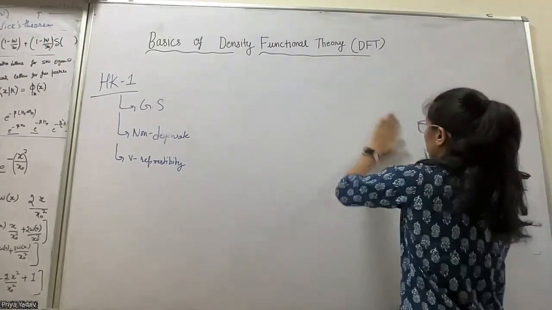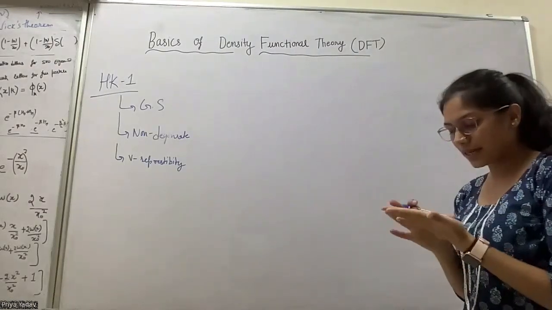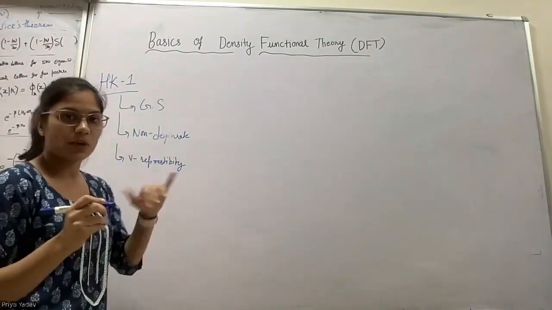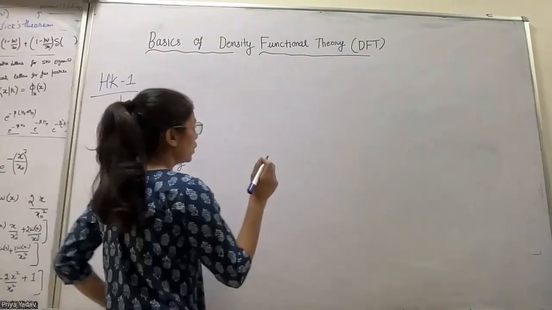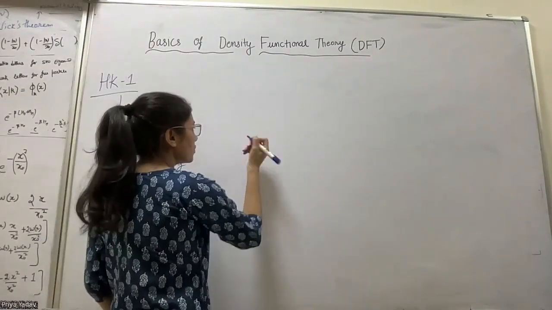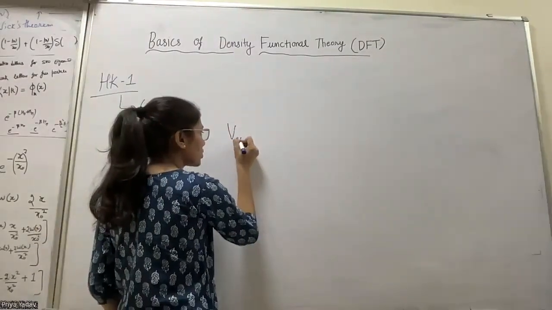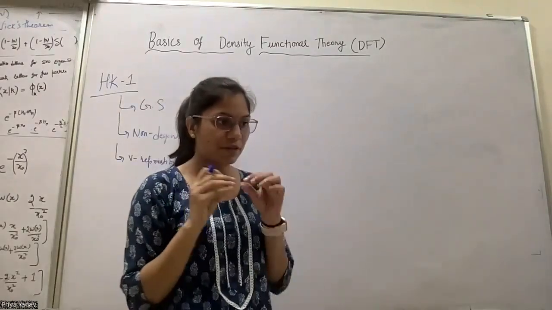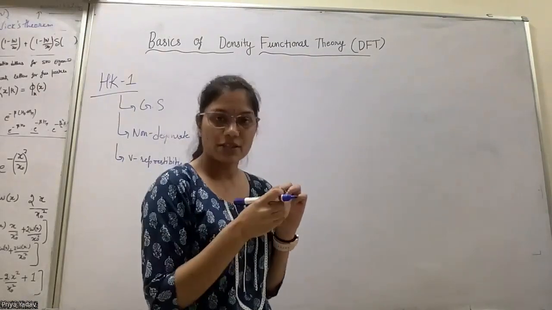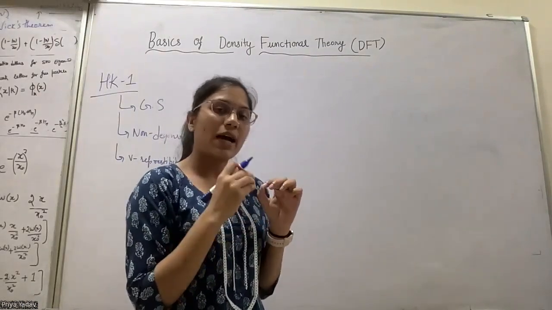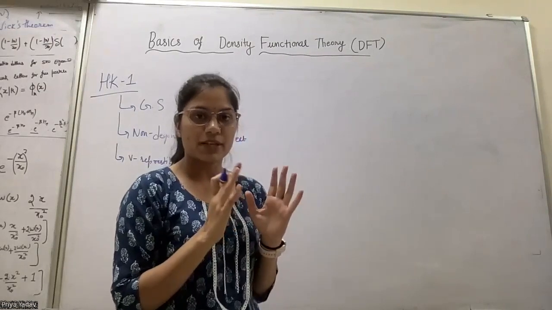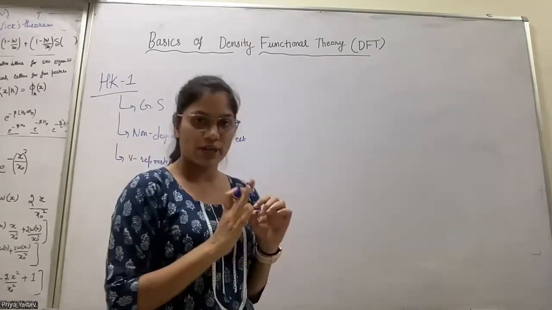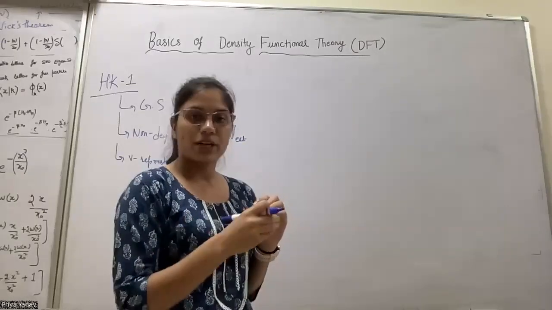But there is one problem, that is V representability. What does that mean, I'll explain it. For example, if I have a V external, the message is that if I change my V external, I'll get a different electron density. Like for every V external, there exists a unique electron density. That's what it is trying to say.